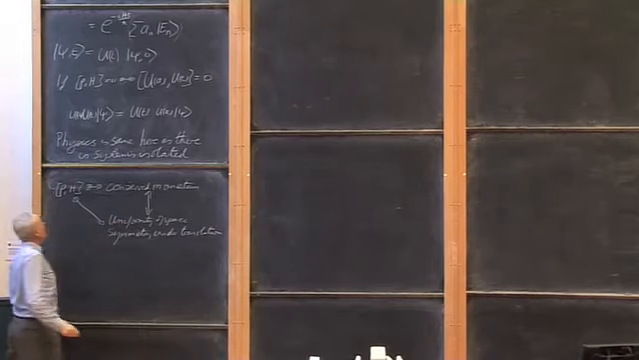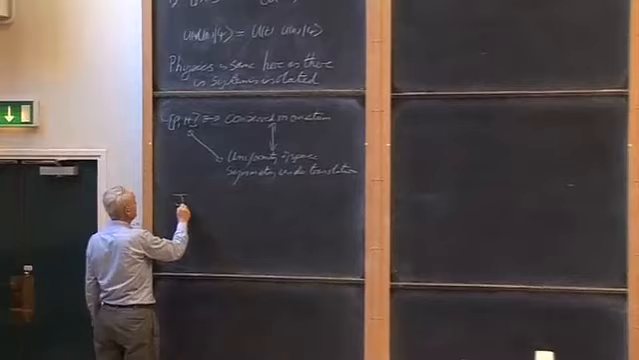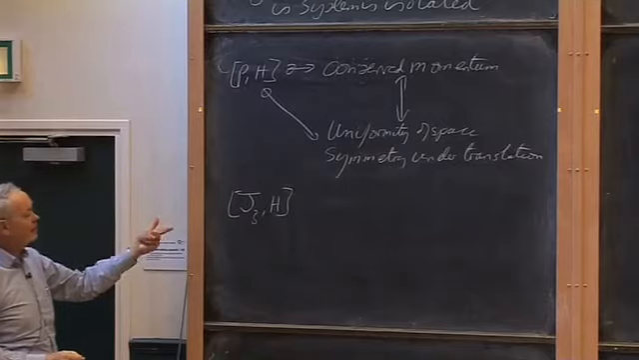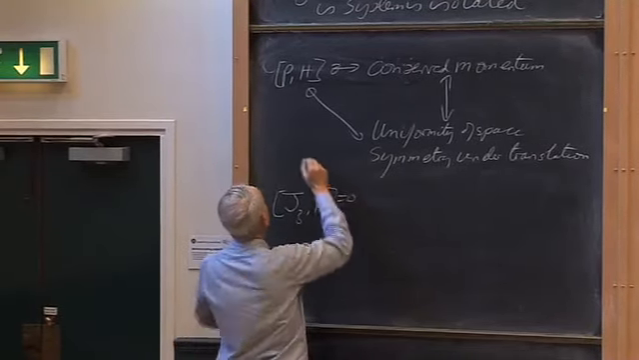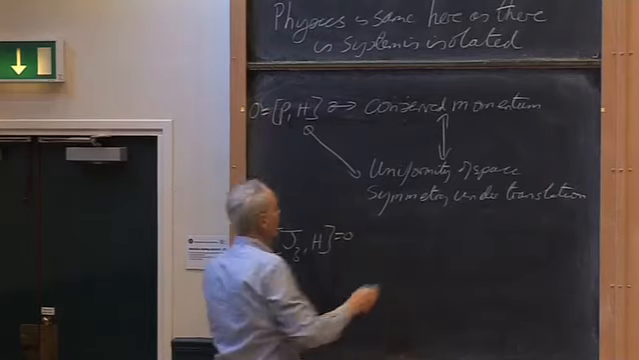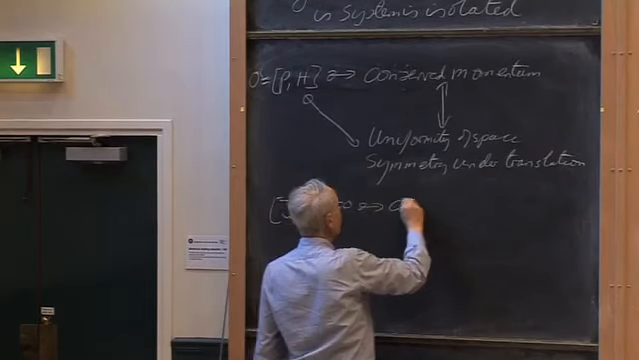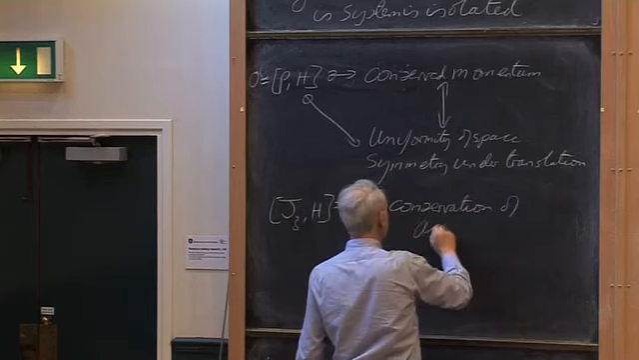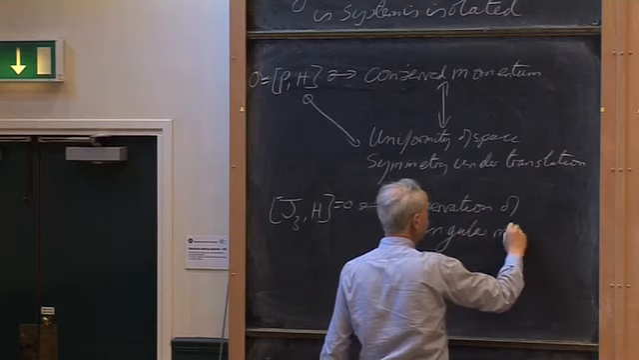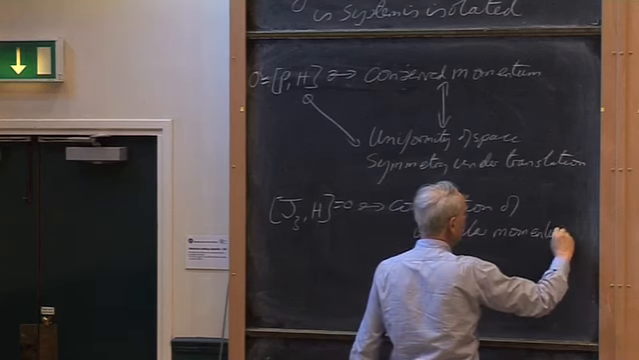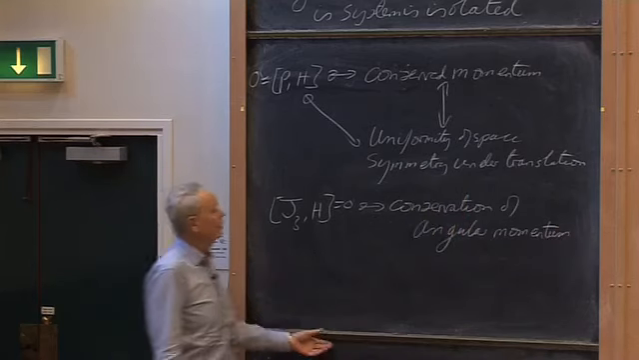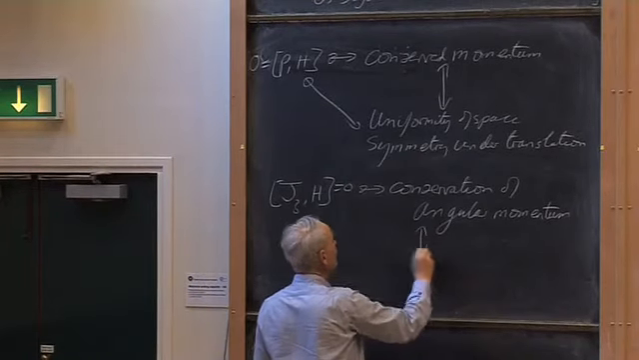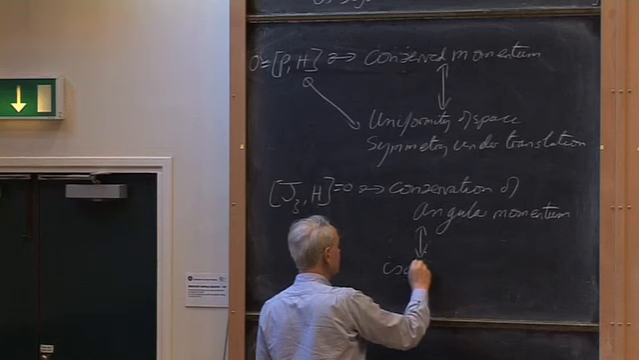Similarly, if it's the case that, say, [Jz, H] equals naught, so Jz is the generator of rotations around the z-axis, then that is associated with conservation. In classical physics, that's associated with the conservation of angular momentum. Which is why we want to call this the angular momentum operator, which is associated with the isotropy of space.